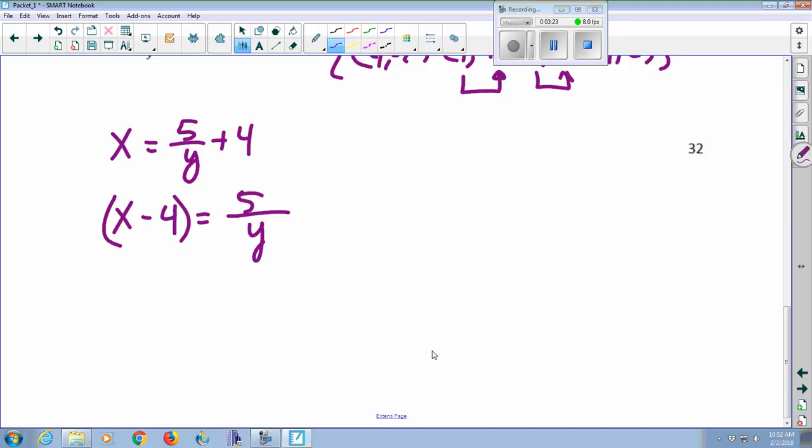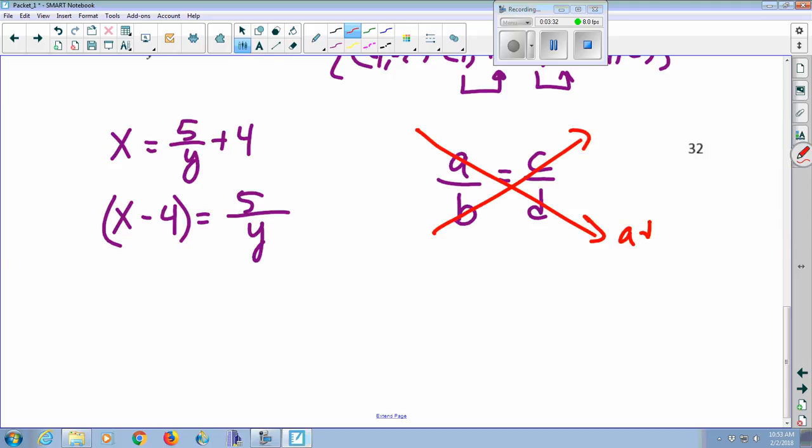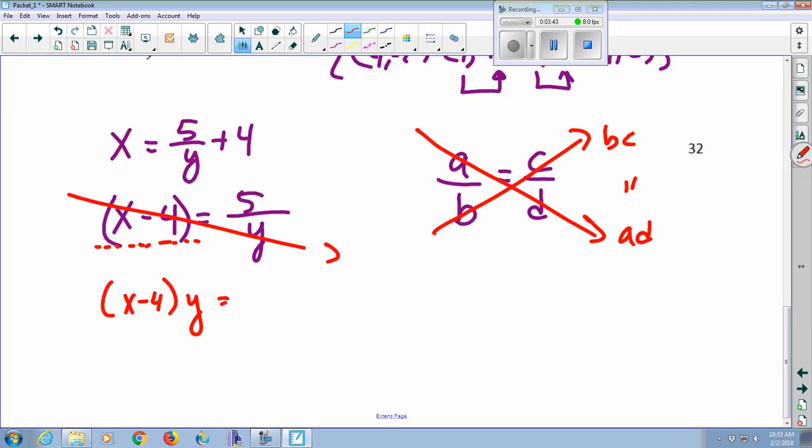You can either see this like this. I'm always going to try to bring this up when I can, because we're so weak with proportions. AD will equal BC. So you can just multiply x minus 4 times y, and that equals, and what's hidden right here on the bottom? 1. 1 times 5 is 5. Or you could just say, I'm going to multiply both sides by y. They both bring you to the same spot. Okay, and now we want to solve this for y.